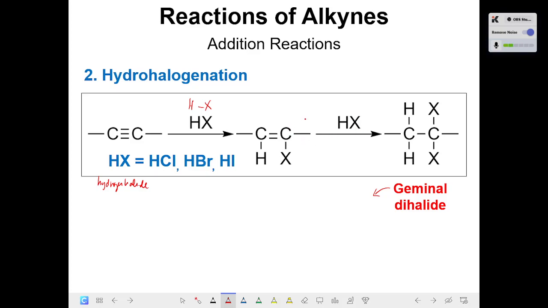So yung fashion pala nung pag-add ng HX ito do sa second addition, di ba? Maghihiwalay ulit yung ating H and the X. Magsisplit yan. Yung H natin will attach to the carbon with more hydrogens. So since dito kumabit yung ating hydrogen, the hydrogen will attach here and the X will attach to the other carbon. That's why we will always observe the formation of this geminal dihalide.